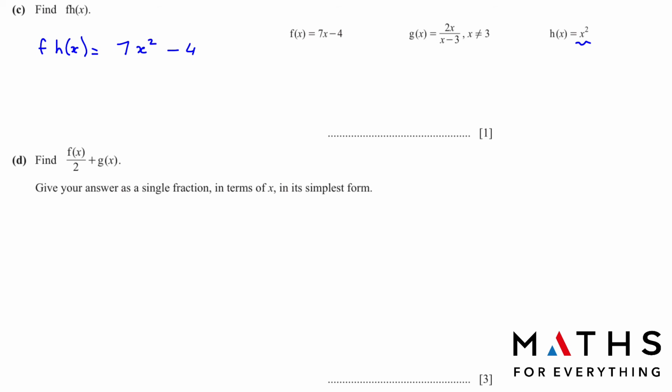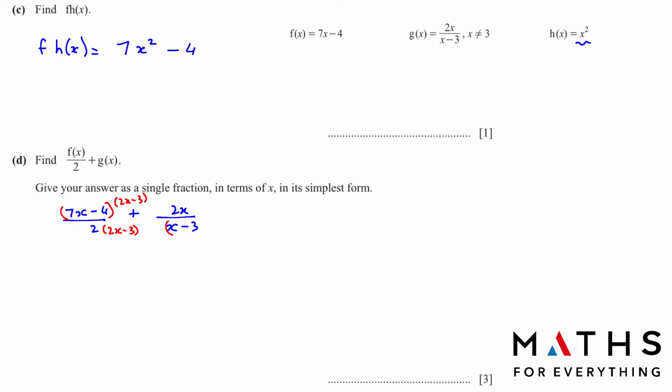Part D. Find f of x over 2 plus g of x and write it in the simplest form in a single fraction. F of x is 7x minus 4 over 2 and g of x is 2x over x minus 3. This is an algebraic fraction and you have to use the same rule that you use for normal addition or subtraction of fractions. You need to have a common denominator.